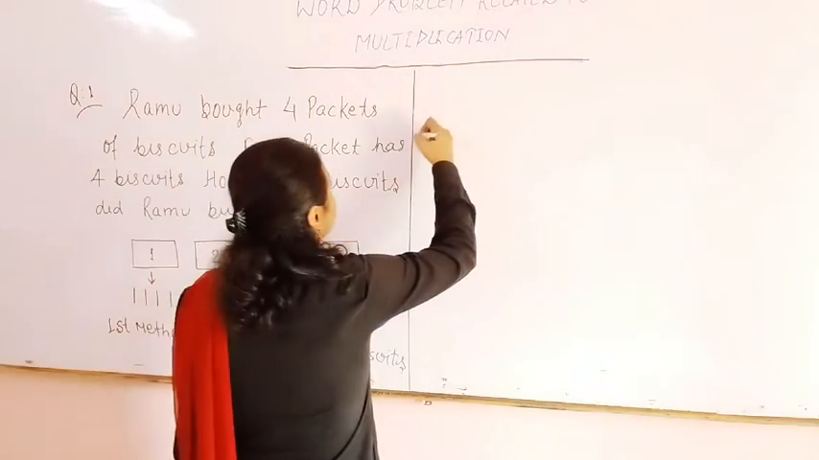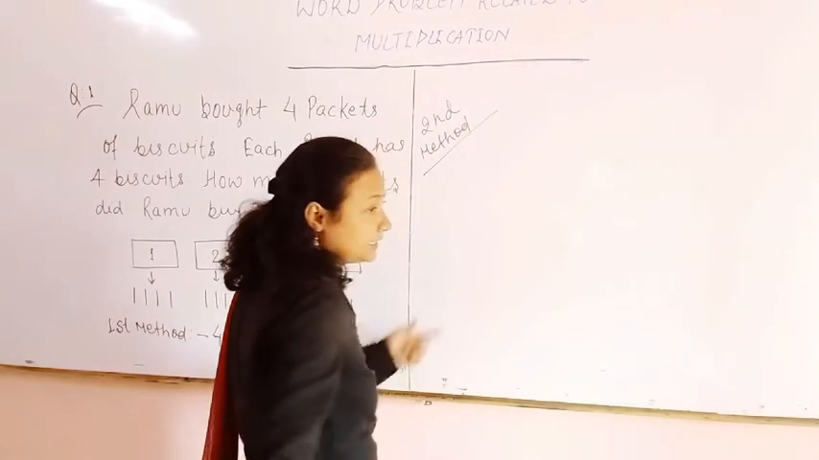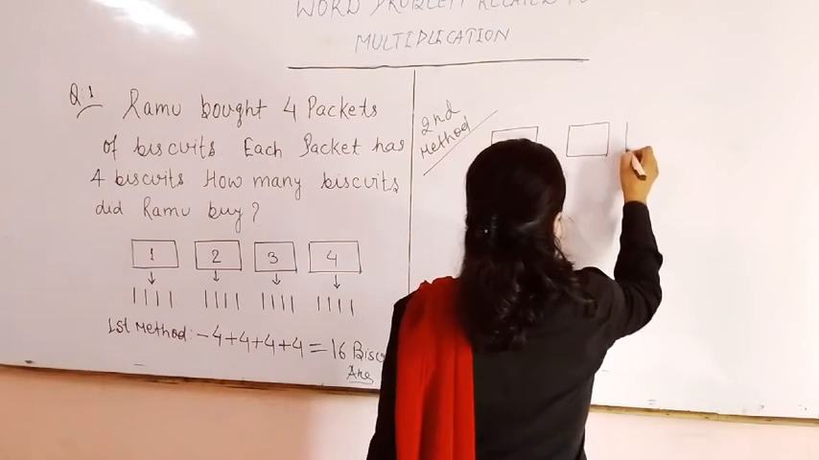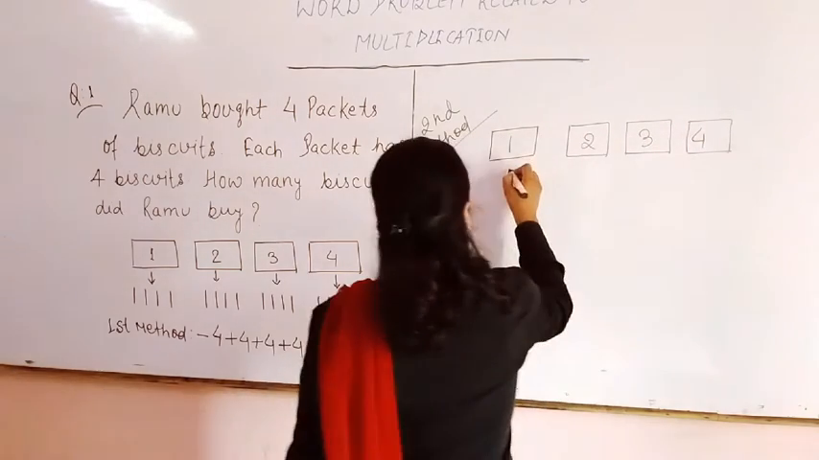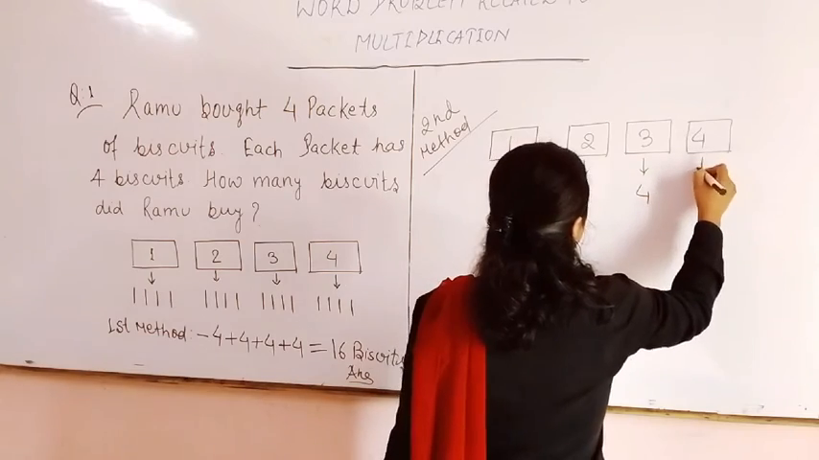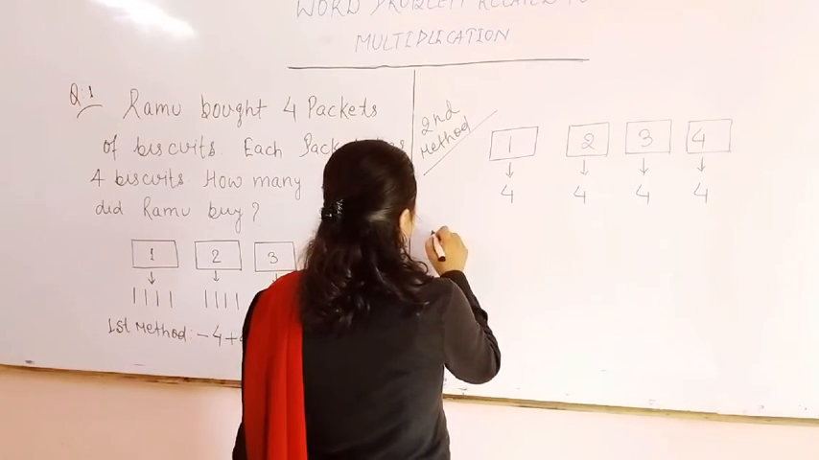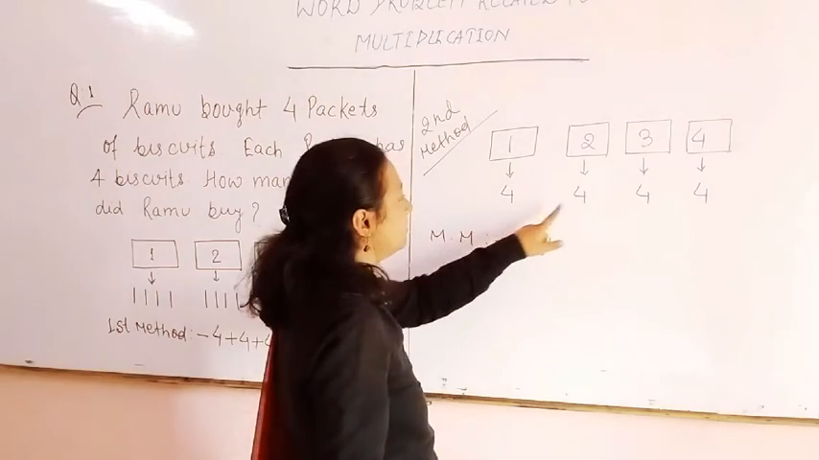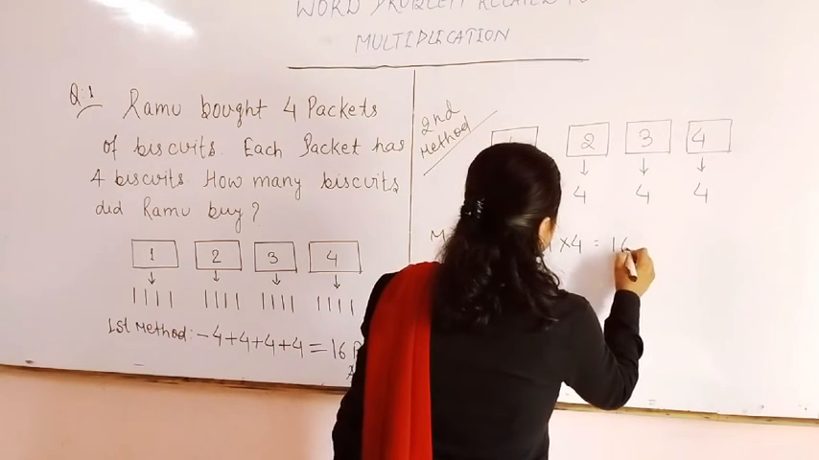Now I come to the multiplication method. This is the second method. This is the method of multiplication. This is the first packet, this is second, this is third, and this is fourth. There are 4 biscuits in each packet. So the multiplication method is: 4 biscuits in each packet, so we write 4. Multiply by the total number of packets, and then this is 16 biscuits.